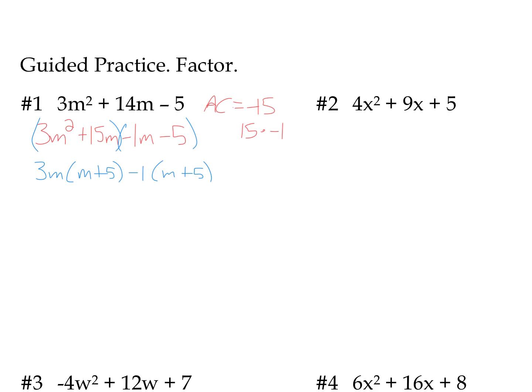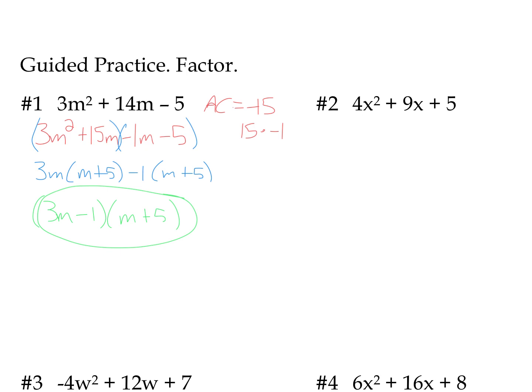And now our factors for our final form are going to be the 3m and the minus 1 that we factored out of each grouping, and the m plus 5 that was the same binomial when I factored out of both of them. And that's my final answer, 3m minus 1 and m plus 5. If I multiply those back together, distribute, and combine like terms, I would get 3m squared plus 14m minus 5.